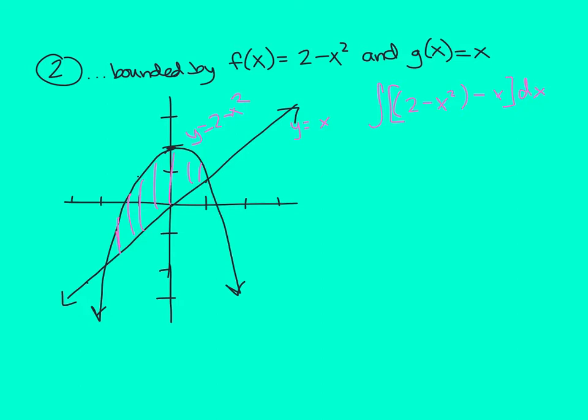Once again, make sure that you keep whatever function is on the top first, and whatever one's on the bottom second. So you're doing the upper minus the lower. Now we need to figure out our limits of integration. You might be able to guess what they are based on what these points are. If you know what the points are, that's great. But I think it's safer to make sure that you can find those points.